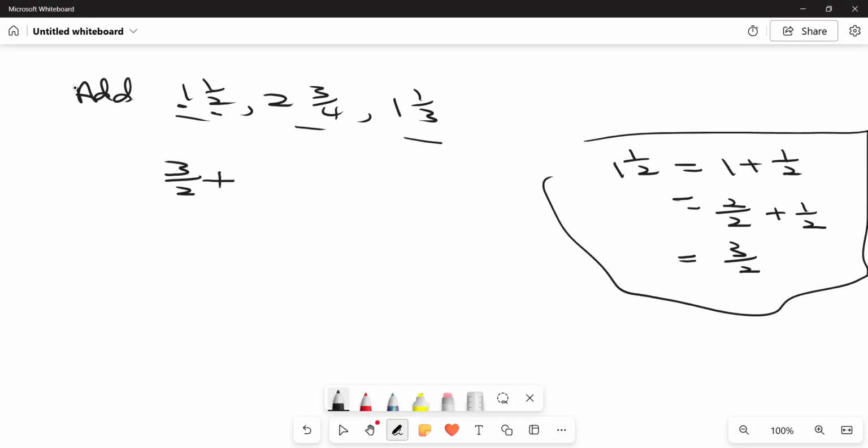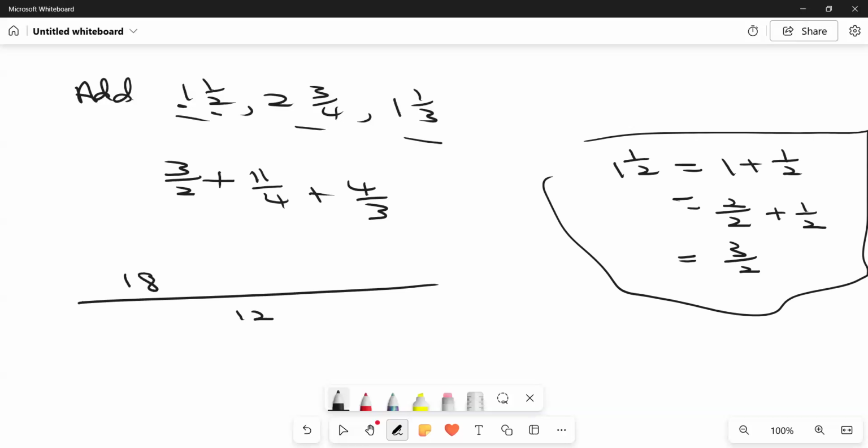So plus, what is this now? 2 times 4 is 8, and 3 is 11 over 4, plus 1 times 3, 3 plus 1 is 4 over 3, right? And then we find the LCM again. Our LCM will be 12. 2 into 12 is 6. 6 times 3 is 18, plus 4 into 12 is 3. 3 times 11 is 33. 3 into 12 is 4. 4 times 4 is 16. And you add up those. Help me with those big numbers there. Let me see.